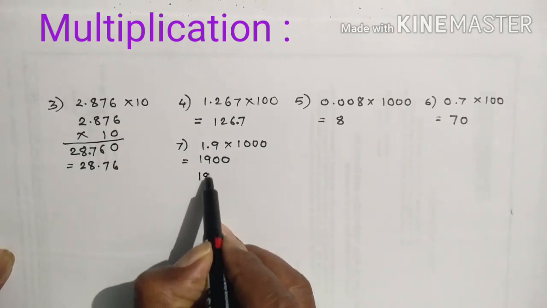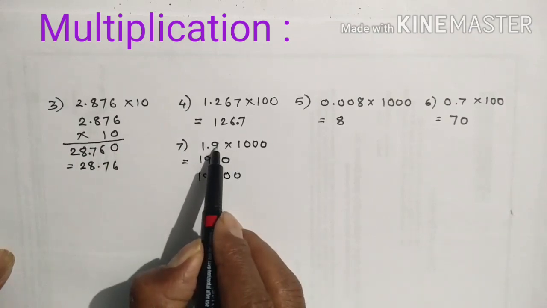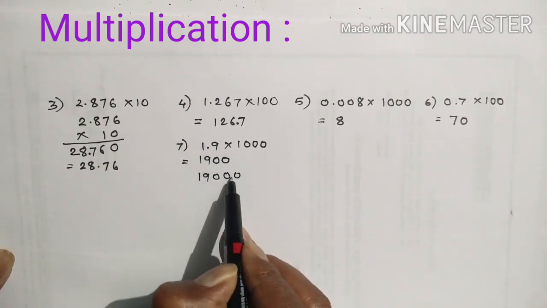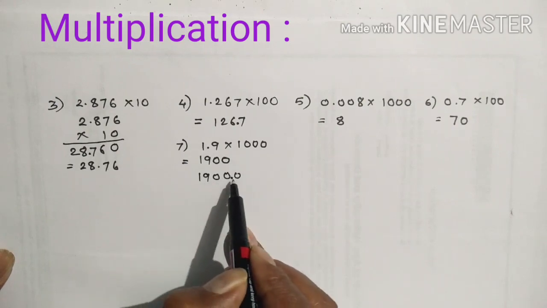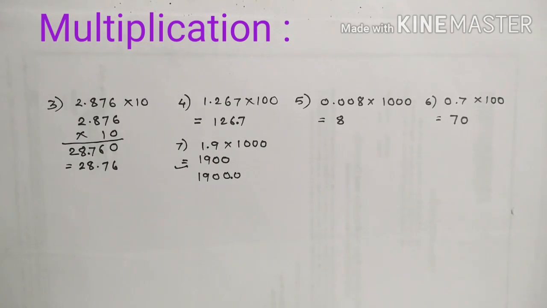Or if you do it like this, 19 and these three zeros, now we have to place the decimal point after one digit, here. 1900.0 is nothing but 1900. Okay, so these are the basic concepts of multiplication. Let us take some examples of division.